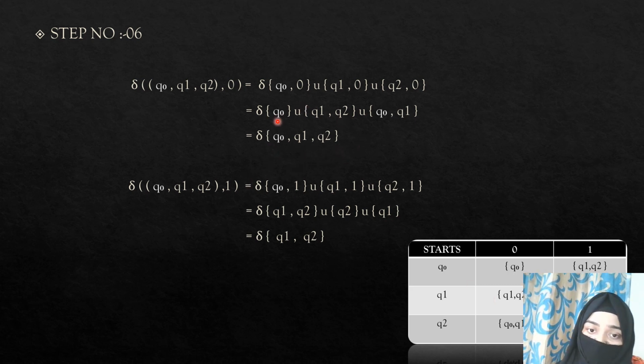So these are the already repeated states. We are not considering it as a new state because we have already considered it. So it is not a new state. With respect to 1, what we got is Q1 and Q2. Same thing.